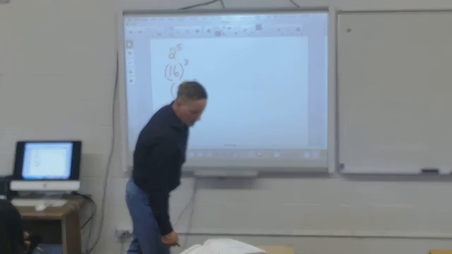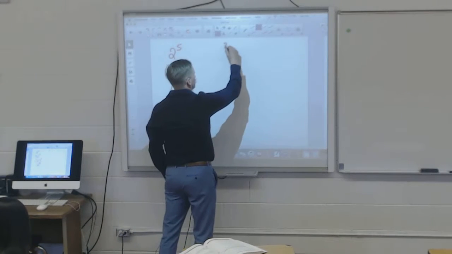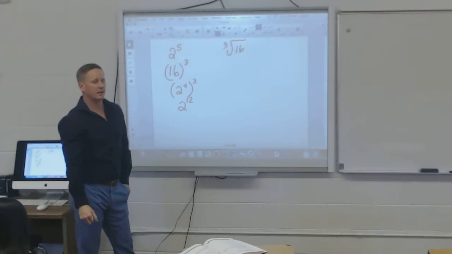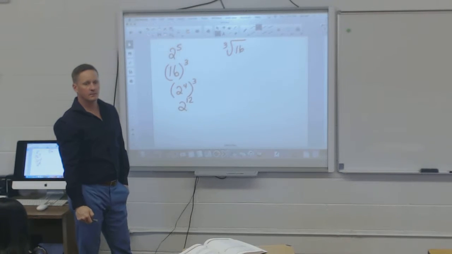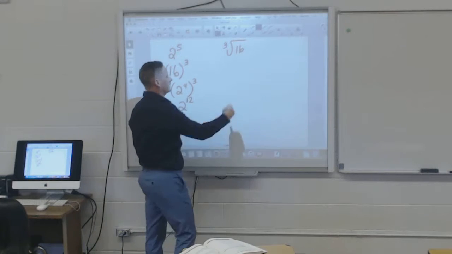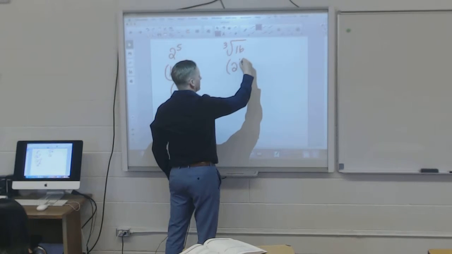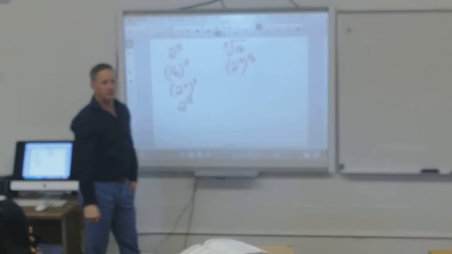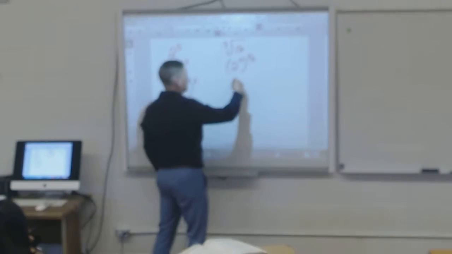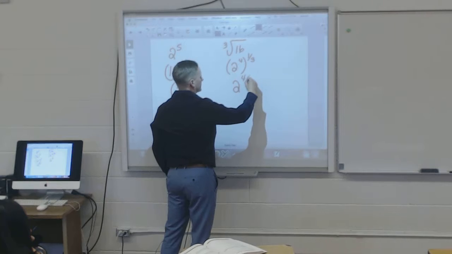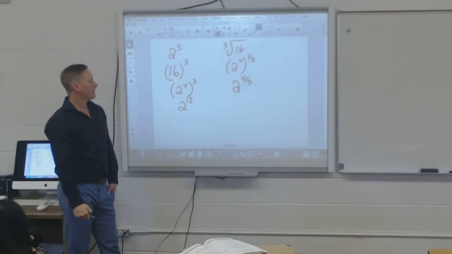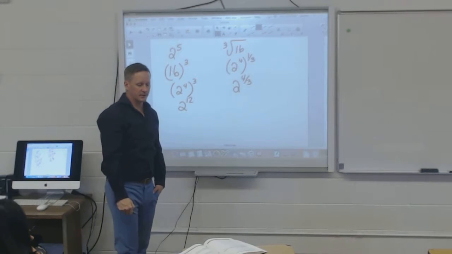What about the cube root of 16? How do I write cube root as an exponent? 1 over 3. So that gives me 2 to the power of 4 to the 1 over 3, which is what? 2 to the 4 thirds. That's right. 2 to the 4 thirds. So the first part is just practice.